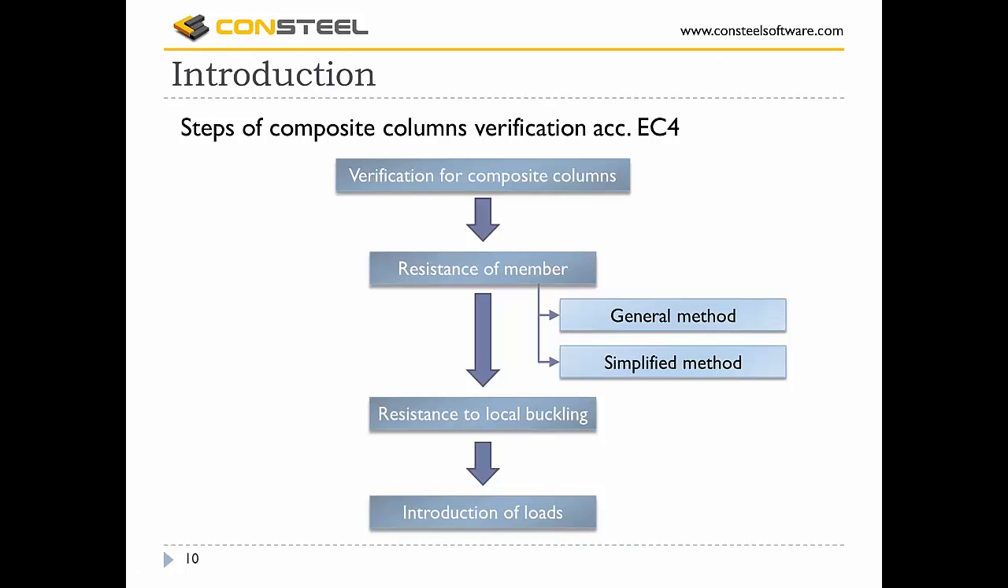Let's see the steps of the composite column verifications according to EuroCode. The first step is to calculate the resistance of the member. EuroCode provides two different solutions. The first one is the general method. The second one is the simplified method. We will see the details on the next slide. The second step is to examine the local buckling. Outer steel plate parts can have local buckling failure. And the last step is to check the introduction of loads.